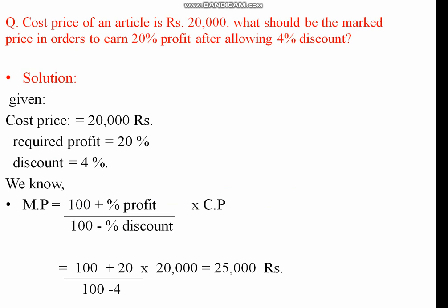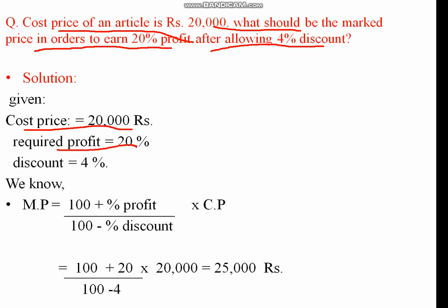See another example. Cost price of an article is 20,000 rupees. What should be his mark price in order to earn 20% profit after allowing a 4% discount? Same example. Here cost price is equal to 20,000 rupees. Required profit is 20% and he allows a 4% discount. That means after allowing the 4% discount, he wants to earn a profit of 20%. So in that case, what is the mark price?